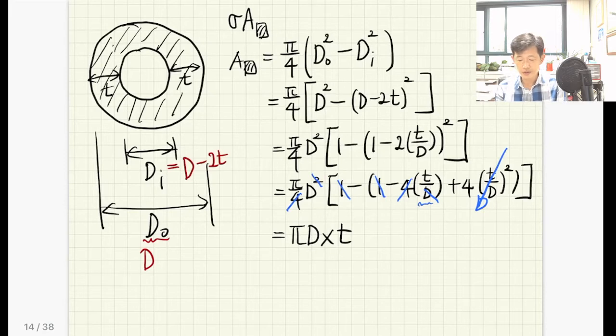Then what happens if you choose the inner diameter as the reference diameter? The conclusion is that the answer is the same. So you may want to try it on your own.